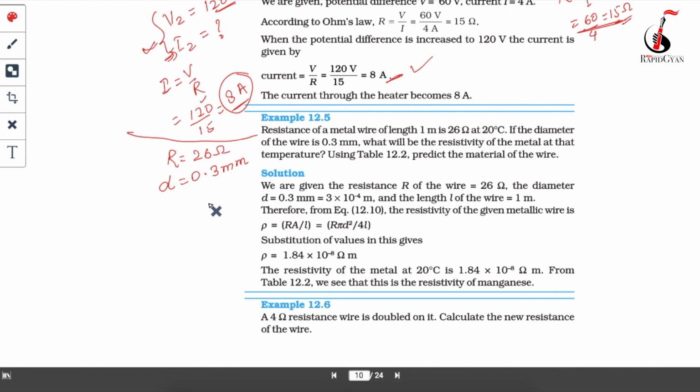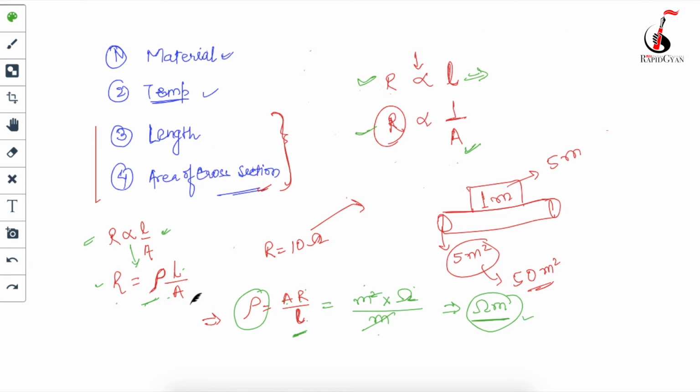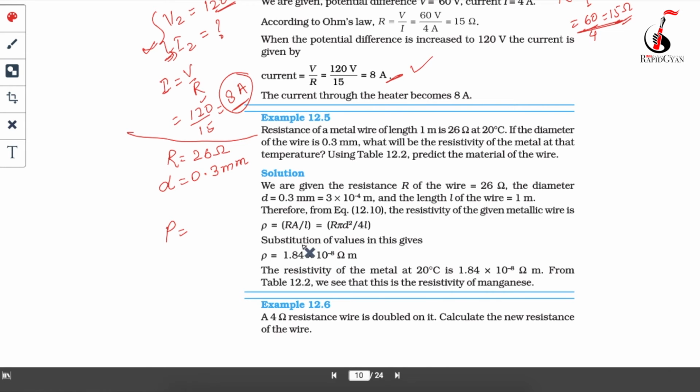Now the temperature is the same, so resistivity is not changing. So what's the formula for resistivity, beta? I've told you, resistivity is equal to area into resistance upon length. So resistivity equals resistance times area upon length. Here also, see, length is given. Length is 1 meter, so I will just write L equal to 1 meter.